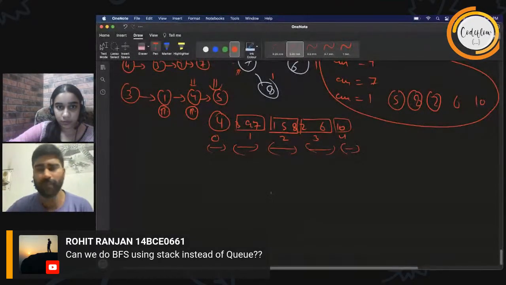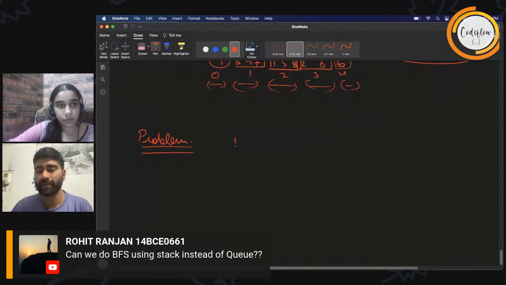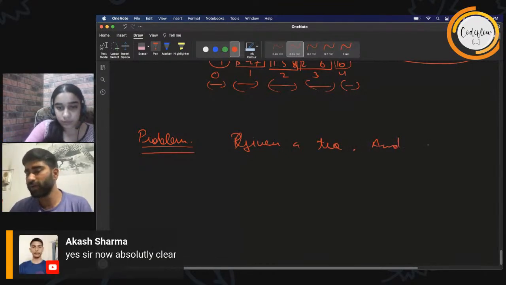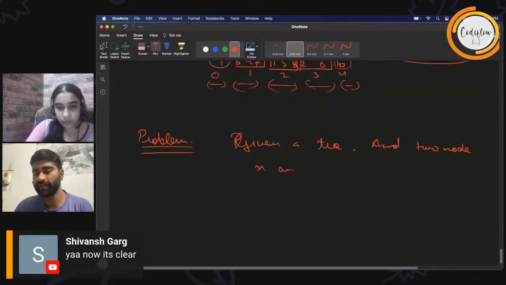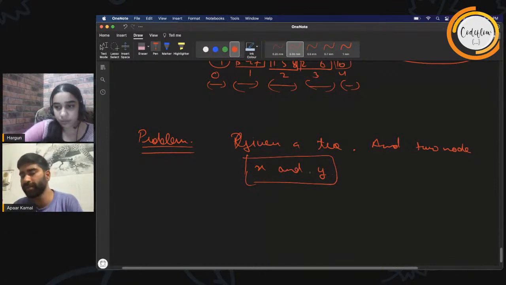So now let's move on to a problem. Let's say I have a problem, and what does that problem say? Problem says that you have been given a tree and two extra nodes. Let's call them x and y. So what we have? We have a tree and we have two nodes x and y, right? What we need to do is we need to print our path from x to y.